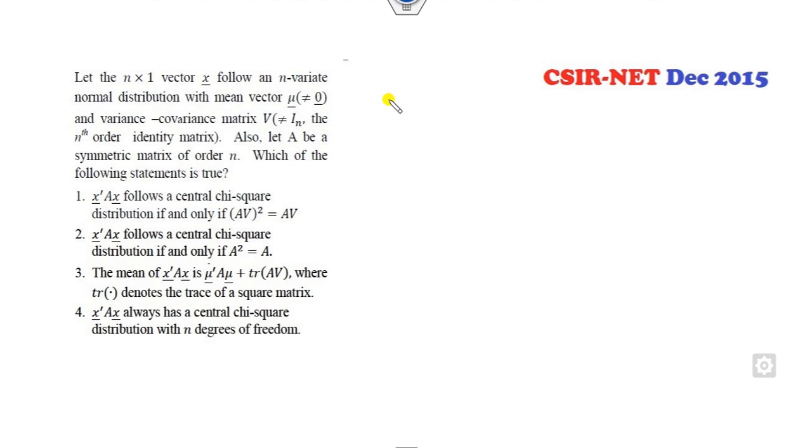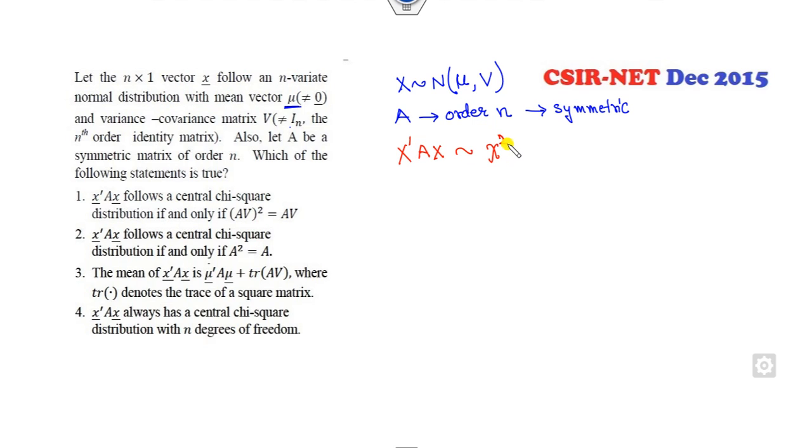Okay, look at this another one. X is my multivariate normal distribution with the mean mu, variance covariance matrix is my V. A is my symmetric matrix of order n. Rank is not given to you. Okay, then this is only my symmetric, fine, but remember the first option is x transpose AX. This will follow the chi-square, but we need A to be positive definite.